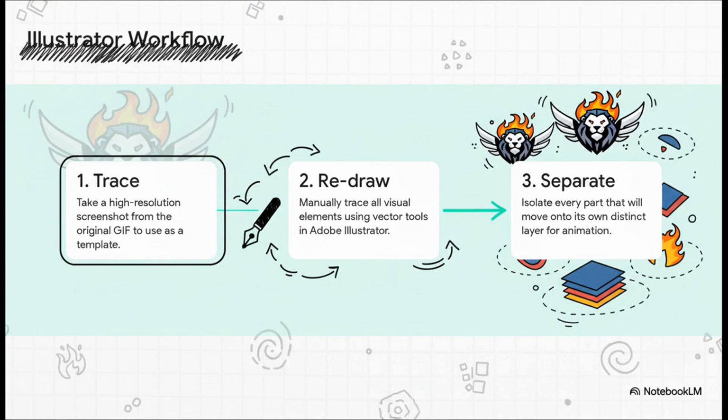He manually, meticulously redraws every single shape, every line, every detail, and then, and this is probably the most important part of the entire process, he separates everything that's going to move onto its own separate layer. The wings, the text, every little piece.